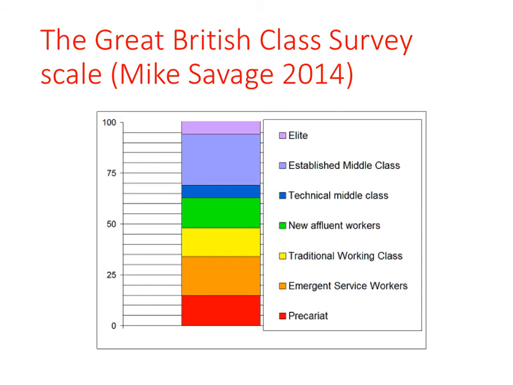An alternative way of operationalising social class was proposed by Mike Savage and his colleagues in the Great British Class Survey. And this particular scale was drawn up by asking members of the public to answer a raft of questions in a BBC internet survey called the Great British Class Survey, and this survey was based on the responses of over 160,000 people who took part in the survey.